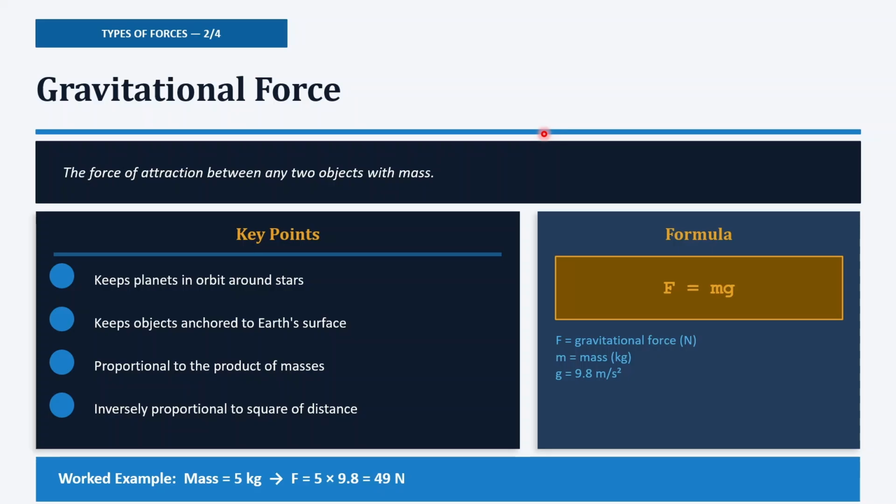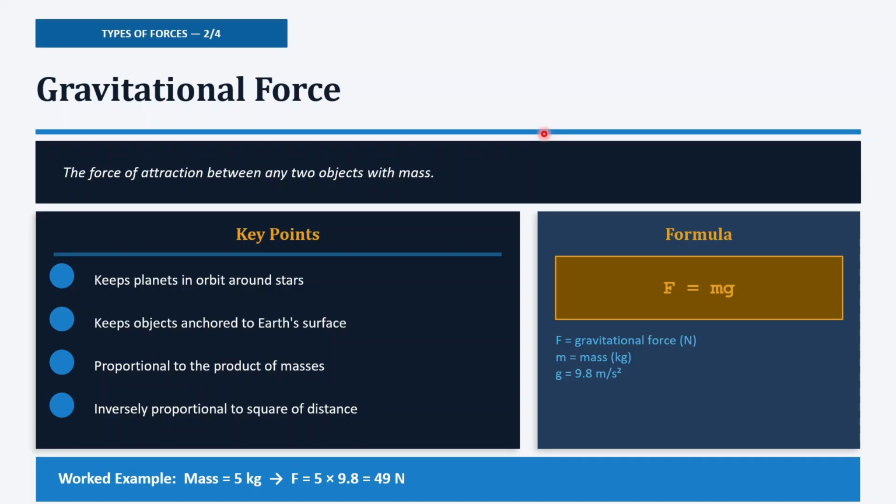So gravitational force is that force that causes human beings to be pulled or be anchored towards the surface of the earth. So without gravity, human beings cannot stay on the surface of the earth. Maybe we'll just move up and up and up.